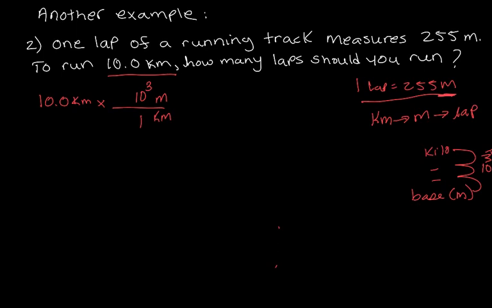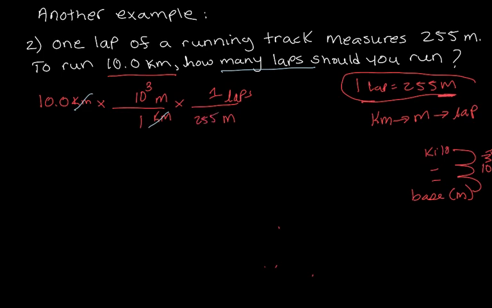So now you see that the kilometers cancel out. But we're not quite done yet because we want to know how many laps we need to run. If we stop here, we've figured out how many meters we need to run. So we can take it one more step and say, since meters is on the top, we're going to put meters on the bottom and laps on the top. Now let's use this conversion factor. For every 1 lap, there's 255 meters. And we can now cancel out the meters, and we're left with laps. And that goes back to answering our question here.